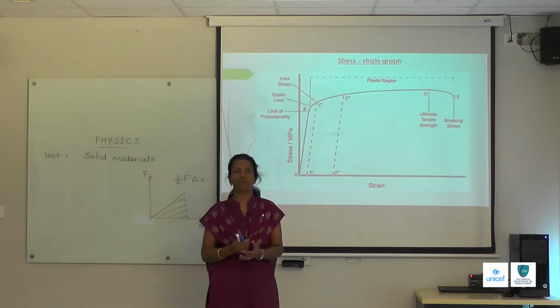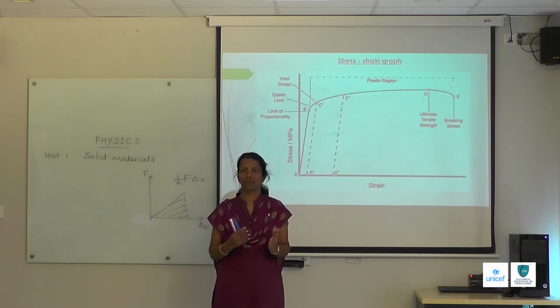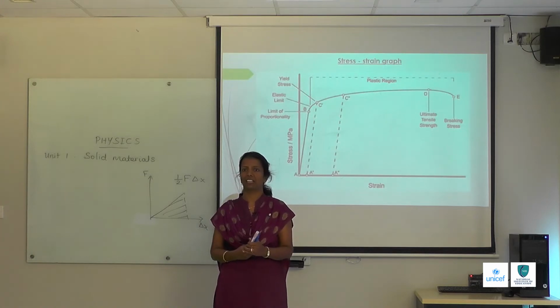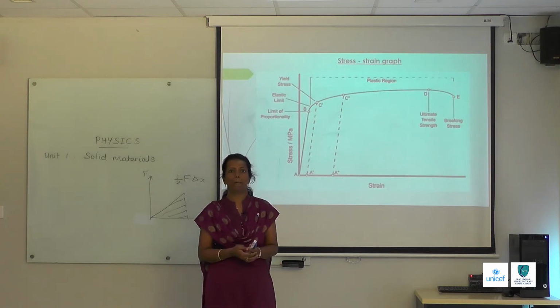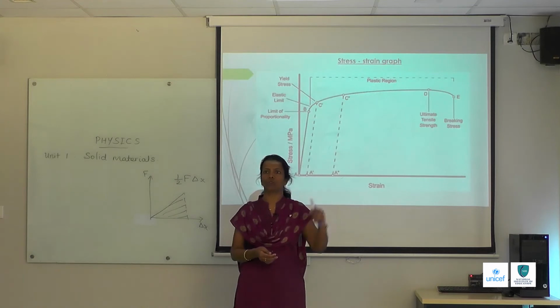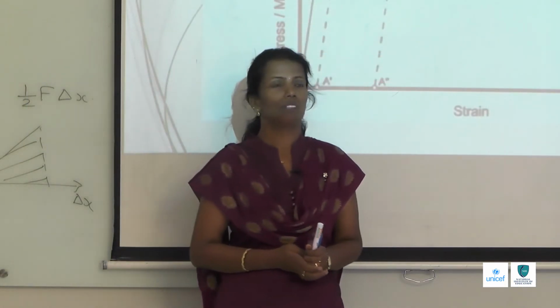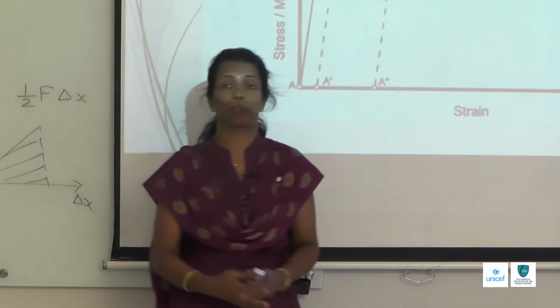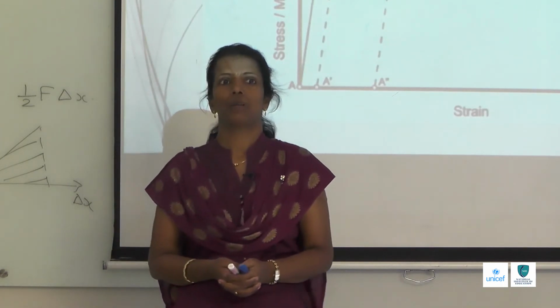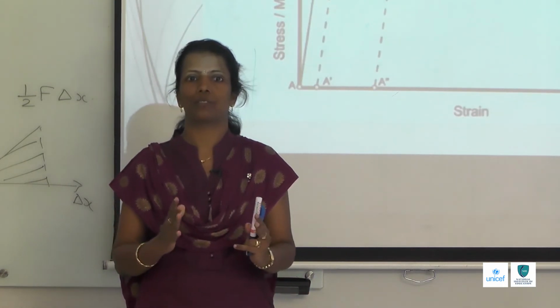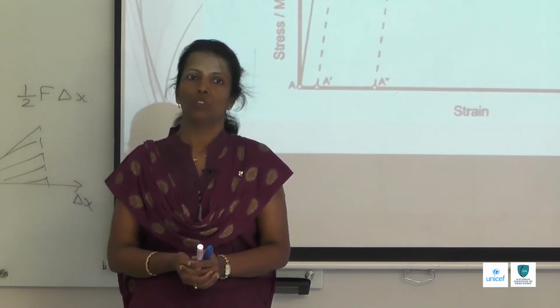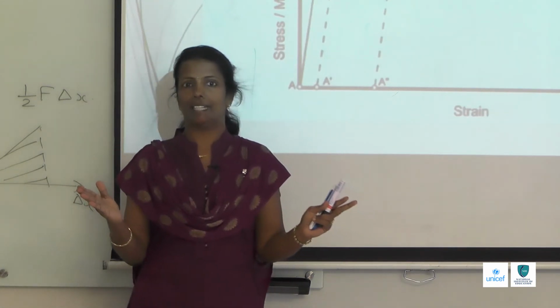What is this ultimate tensile stress or ultimate tensile strength? That exactly determines the strength of the material. It is the maximum stress the material could withstand without breaking. Then you should be familiar with the terminology breaking stress. Breaking stress is the stress at which the material breaks.